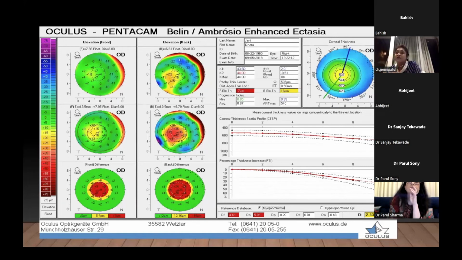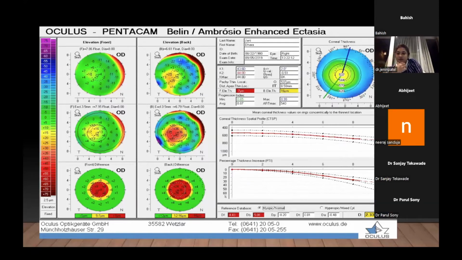The enhanced best fit sphere, what we call the Belin-Ambrosio display, is only used to tell us that this is an ectatic cornea and a dangerous cornea, which possibly would have been missed by your other topographer. So the reference is the basic elevation, not your enhanced elevation. Your enhanced elevation is definitely going to be more than 15.